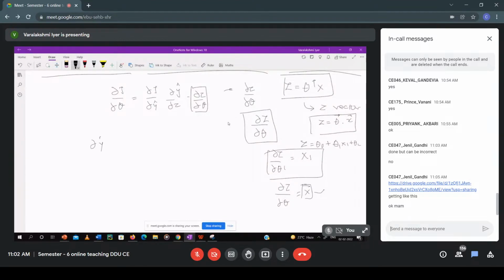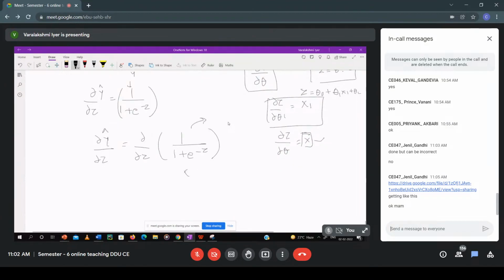Now del y hat upon del z will be equal to 1 upon 1 plus e raised to minus z. We know that y hat is equal to 1 upon 1 plus e raised to minus z, and if we perform del y hat upon del z, it will be del upon del z of 1 upon 1 plus e raised to minus z. Now if you consider this whole as x and perform the calculation, you will get something like y hat into 1 minus y hat.